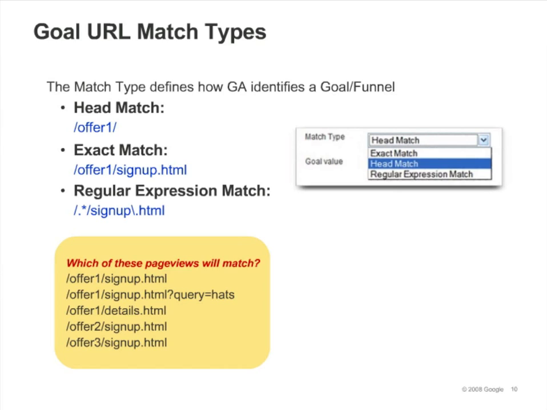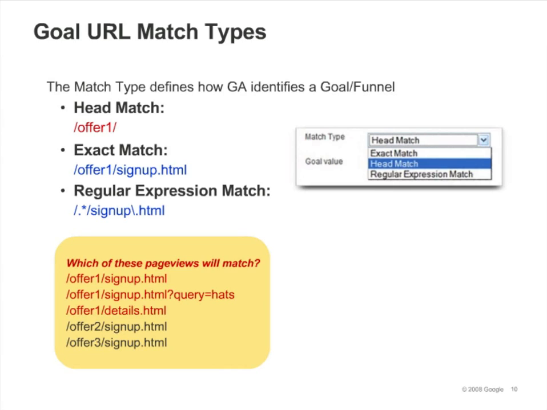But if there's any additional data at the end of the visitor's URL, then the goal will still be counted. For example, some websites append a product ID or a visitor ID or some other parameter to the end of the URL. Head match will ignore these. Here's another example illustrated on this slide. If you want every page in a subdirectory to be counted as a goal, then you could enter the subdirectory as the goal and select Head Match.